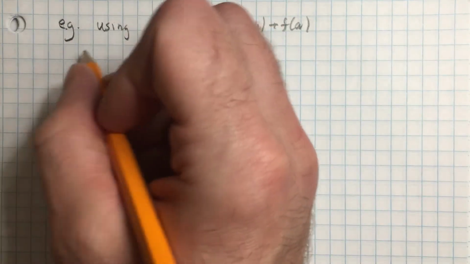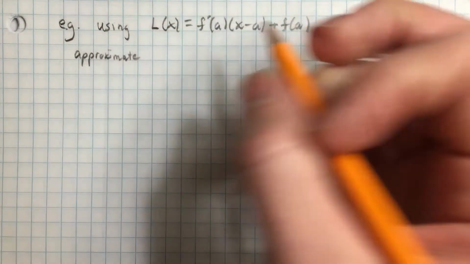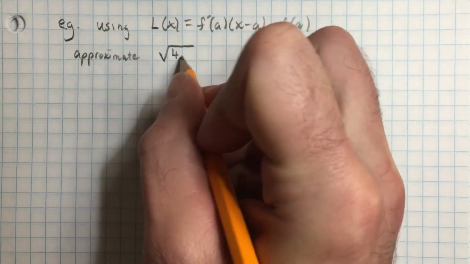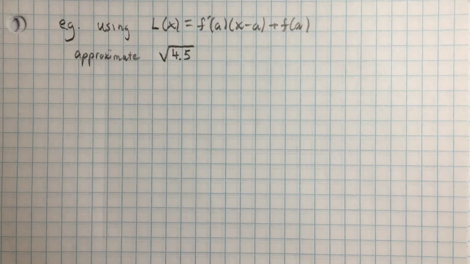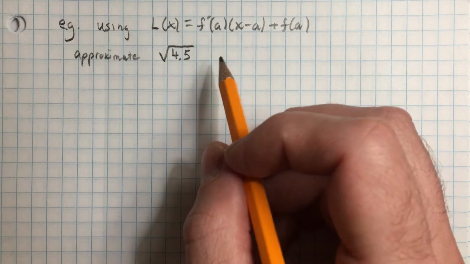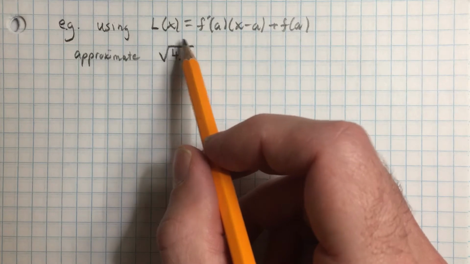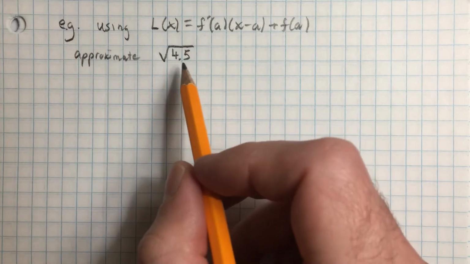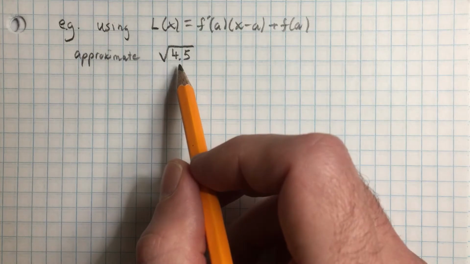So let's just say I want to approximate something simple. Approximate the root of 4.5. The root of 4 is obvious, right, it's 2. The root of 4.5 is not so obvious and difficult to compute directly. So we can try to use our linear approximation to the radical function at a place that's close to 4.5, or reasonably close, but yet we'll also know the value there.